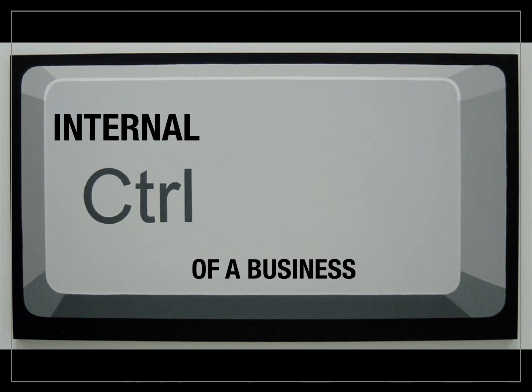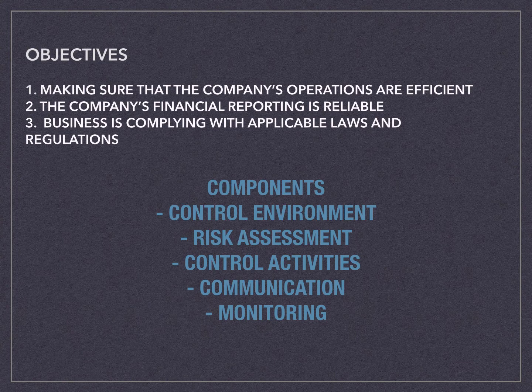Internal control is an essential aspect of a business as it is key to detecting and preventing fraud. It is implemented to ultimately protect a company's assets. Internal control has three objectives: making sure that the company's operations are efficient, the company's financial reporting is reliable, and that the business is compliant with applicable laws and regulations.